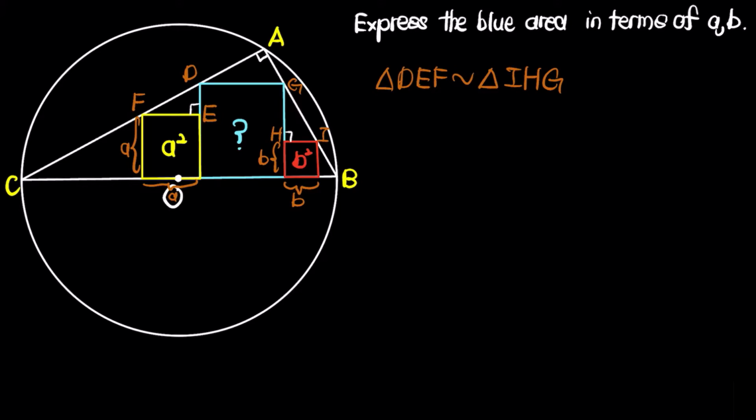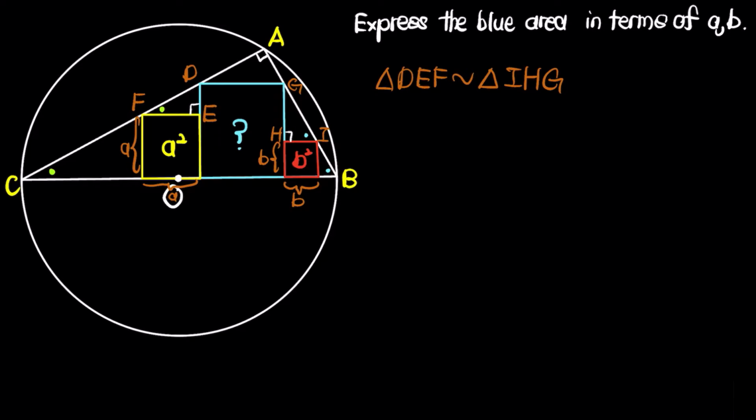To show that the triangle DEF is similar to the triangle IHG, we just show that one of the angles in both triangles is the same. If we can do that, then both are similar triangles. So I will note that the angle DFE, which I'll put as green, is the same as the angle ACB, because the side FE is parallel to the side CB. Similarly, the angle GIH, the blue angle over here, is the same as the angle ABC, because the side HI is parallel to the side CB.